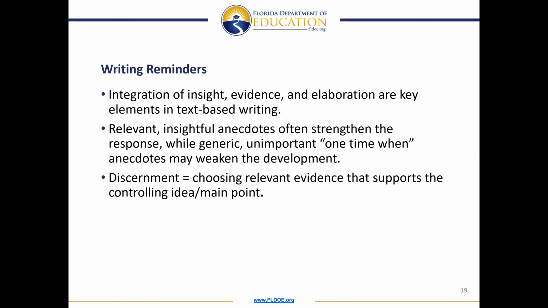So we want students to understand that they absolutely can include personal anecdotes and experiences, but we want them to be relevant to the topic instead of those hypothetical one-time-when anecdotes that might not fit. And then discernment, really just being able to choose that relevant evidence that supports their controlling idea or main point. That really goes into the scoring, whether they just randomly pick something or they pick something that matched and was relevant to their idea.